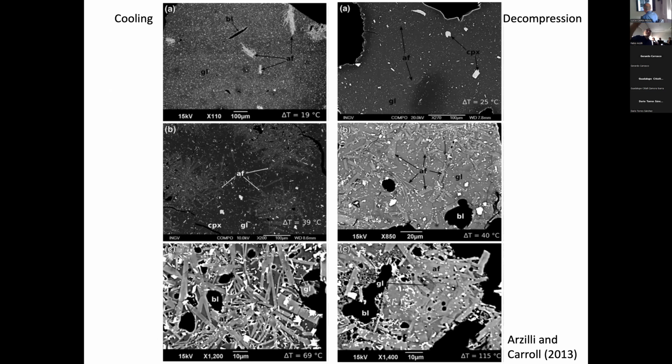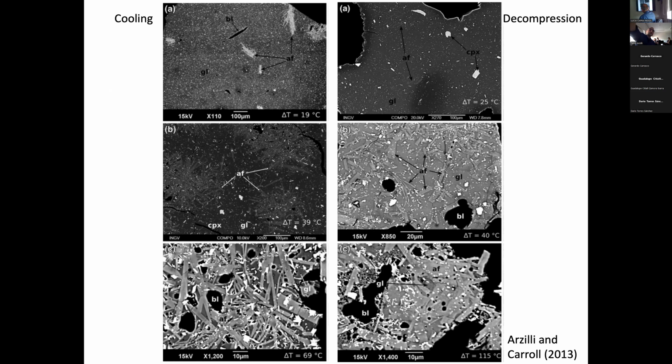Okay, here I reported these experiments in cooling, these three, and this in decompression, okay? And here I reported the undercooling imposed to the system, so 19 by cooling, 39 by cooling, and 69 by cooling. These experiments were performed at the same time, so same duration.